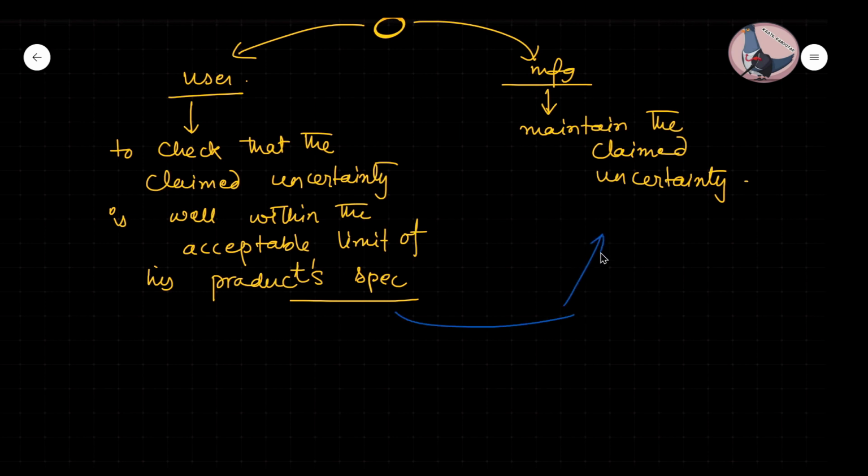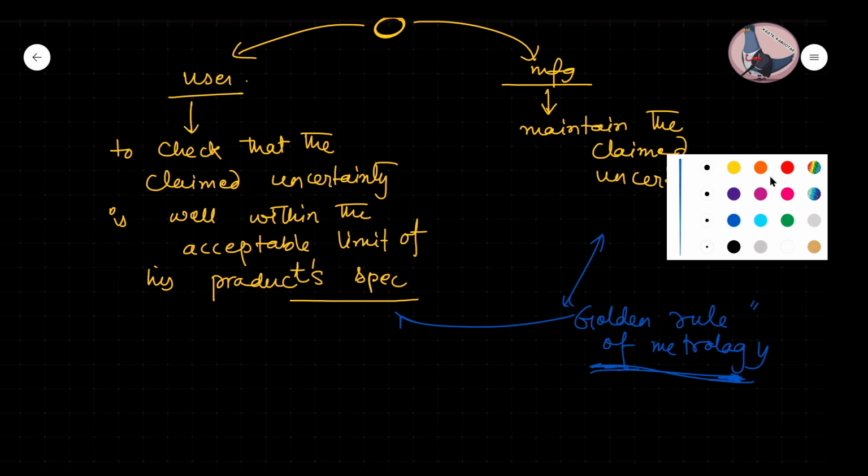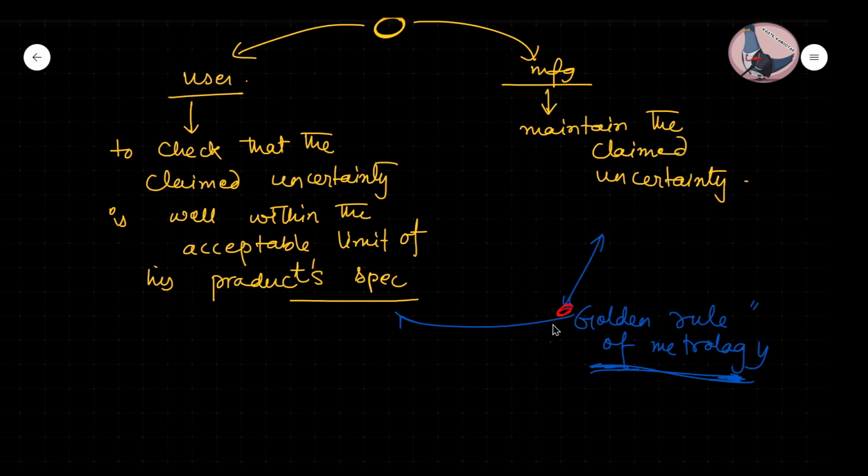the golden rule of metrology. This is not important at all from the GATE perspective, but it can be asked in ESE, or sometimes in interviews. If they go very deep on you, they might ask you, what is the golden rule of metrology?